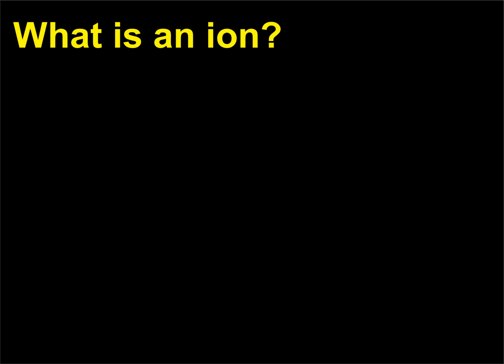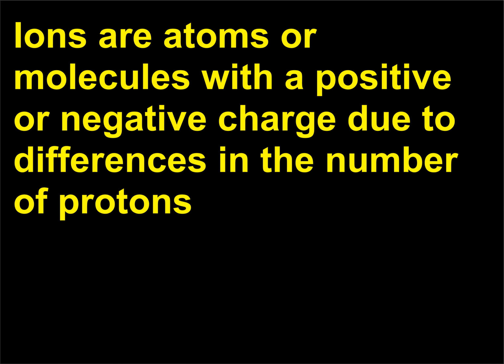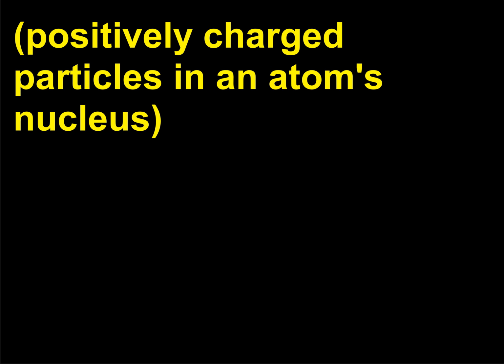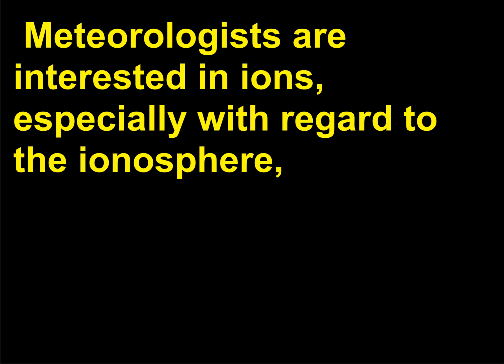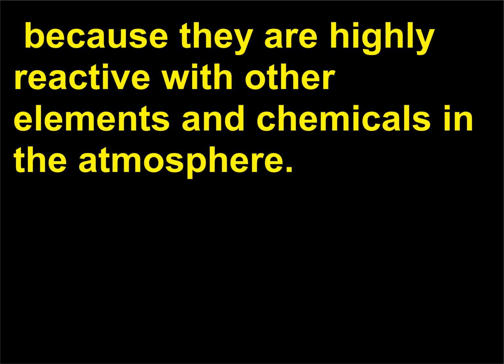What is an ion? Ions are atoms or molecules with a positive or negative charge due to differences in the number of protons, positively charged particles in an atom's nucleus, and electrons, negatively charged particles that orbit the nucleus. Meteorologists are interested in ions, especially with regard to the ionosphere, because they are highly reactive with other elements and chemicals in the atmosphere.